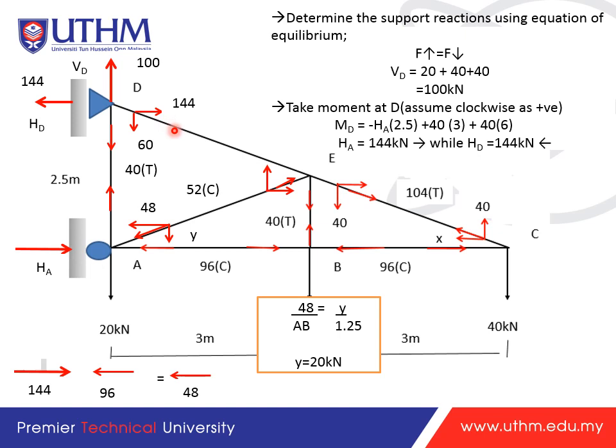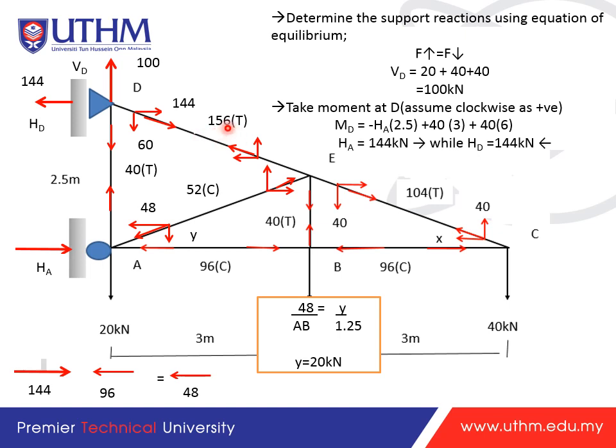So how about the rest? We can straight away take this one, 144, in the Fx direction. We know that we need to stabilize the next part, member DE. So this one downward, this one upwards, this one to the right, this one to the left. So we will get 156 in tension.